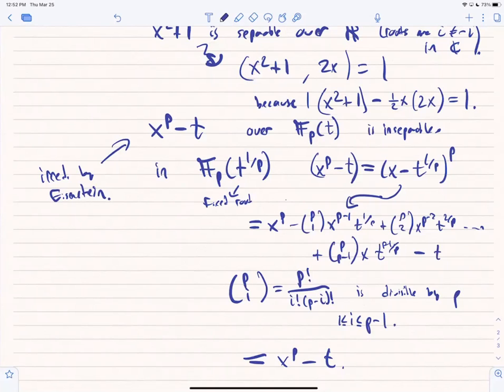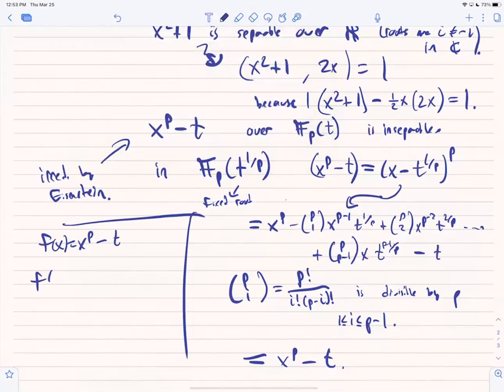So what's the other way we could have verified that this was inseparable? Well, we could use this derivative criterion. If f of x is equal to x to the p minus t, then f prime of x is the derivative with respect to x. You have to be a little bit careful because you can get yourself confused here, but this is the derivative with respect to x, and everything in F_p(t) here is a constant. So the derivative of t is 0. So this is just p times x to the p minus 1, plus or minus 0.